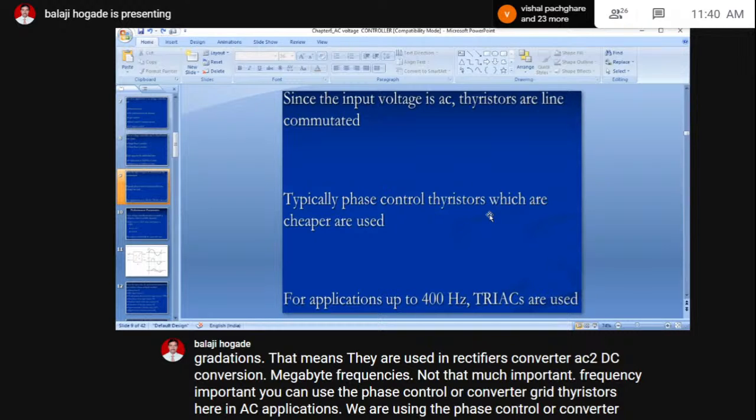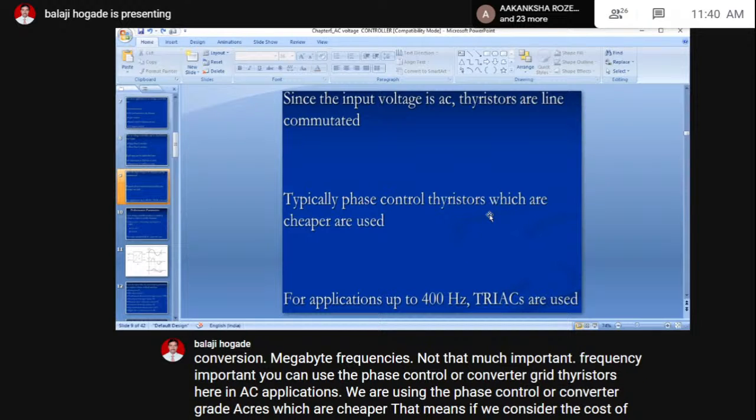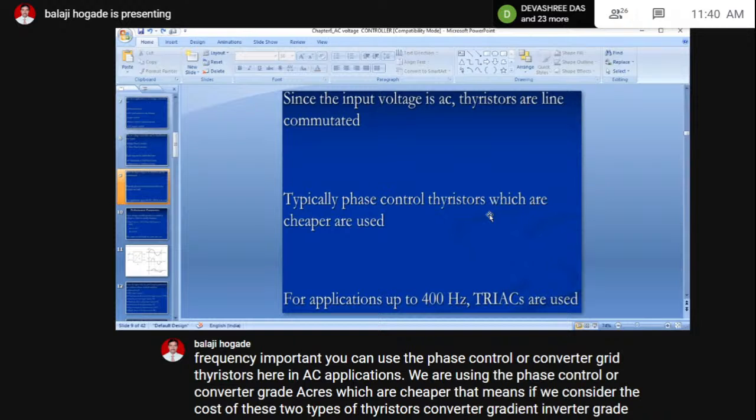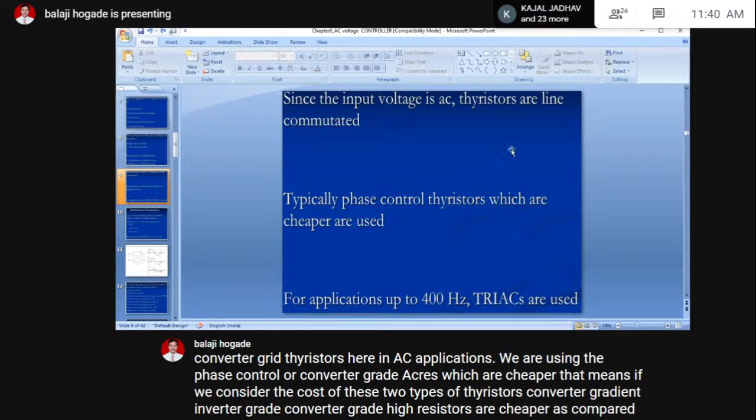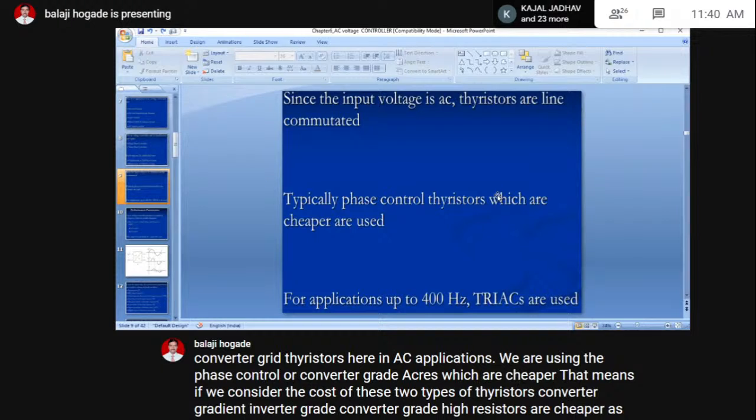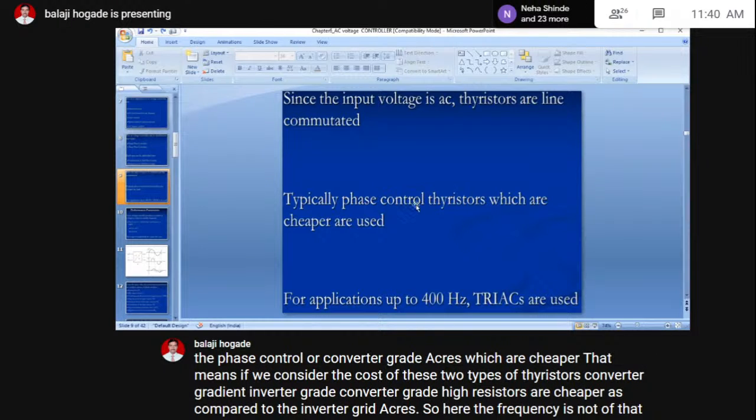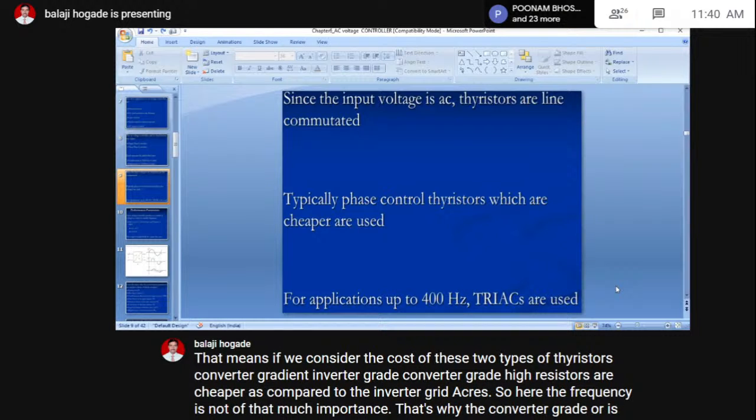That means if we consider the cost of these two types of thyristors, converter grade and inverter grade, converter grade thyristors are cheaper as compared to the inverter grade SCR. So here the frequency is not of that much importance. That's why the converter grade or phase control SCRs are used. For applications up to 400 Hz, triacs are used.